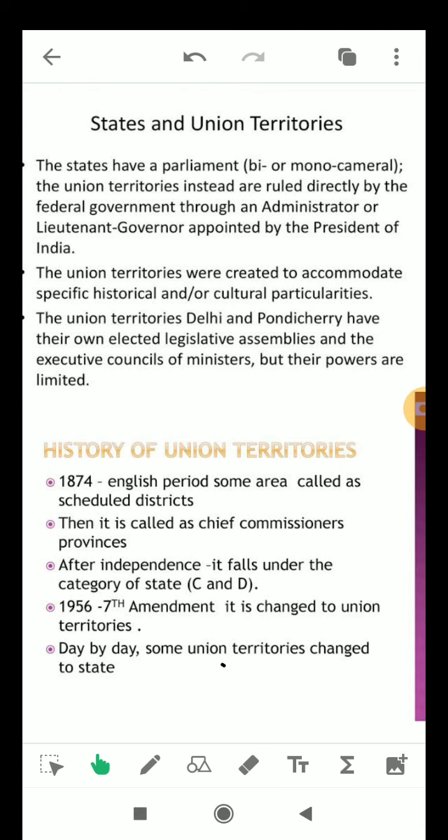Let us know about the history of union territories. In 1874, in the English period, some areas were called scheduled districts, then chief commissioner's provinces. After independence they fell under the category of state C and D. In 1956, by the 7th amendment, they were changed to union territories, and day by day some union territories have changed to states.